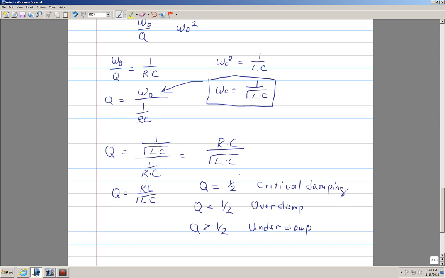I like to use these equations because I can derive them instead of finding the roots and finding the alpha and all that stuff. To me, this is much easier. I'll do an example to show that.